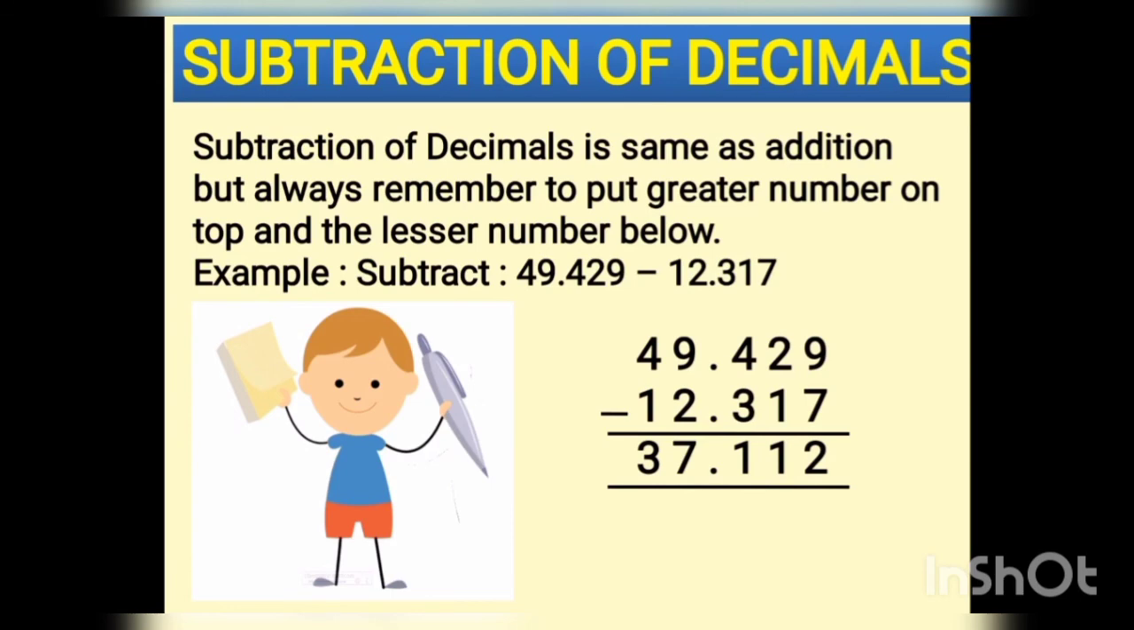Subtraction of decimals. Subtraction of decimals is the same as addition, but always remember to put the greater number on the top and the lesser number below. Subtract 49.429 minus 12.317. Now put the greater number at the top, 49.429 and 12.317, and subtract it. Answer will be 37.112.